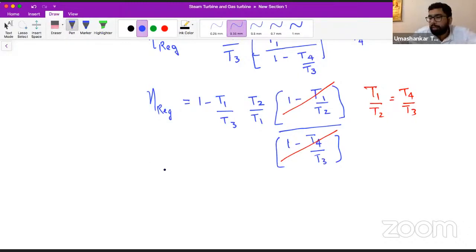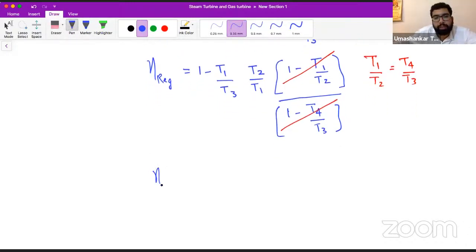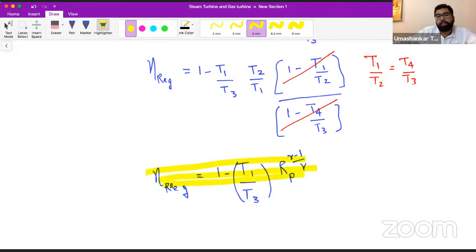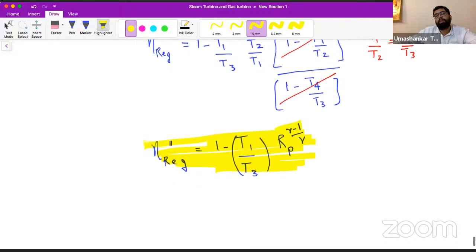Okay. So we have this efficiency with regeneration equal to 1 minus T1 by T3, and this T2 by T1 is Rp to the power gamma minus 1 by gamma. So we have the efficiency formula with regeneration. Is that clear or not?